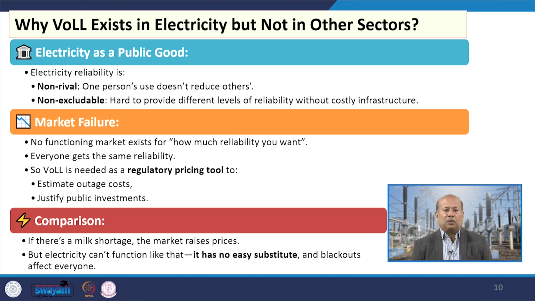If there is a milk shortage, the market raises prices, but electricity can't function like that. It has no easy substitute and blackouts affect everyone. So we cannot afford a scenario where electricity is not available to a customer, and there is no substitute for it. Everyone has a basic right; like food security, electricity security is also a fundamental right of individuals in any country.